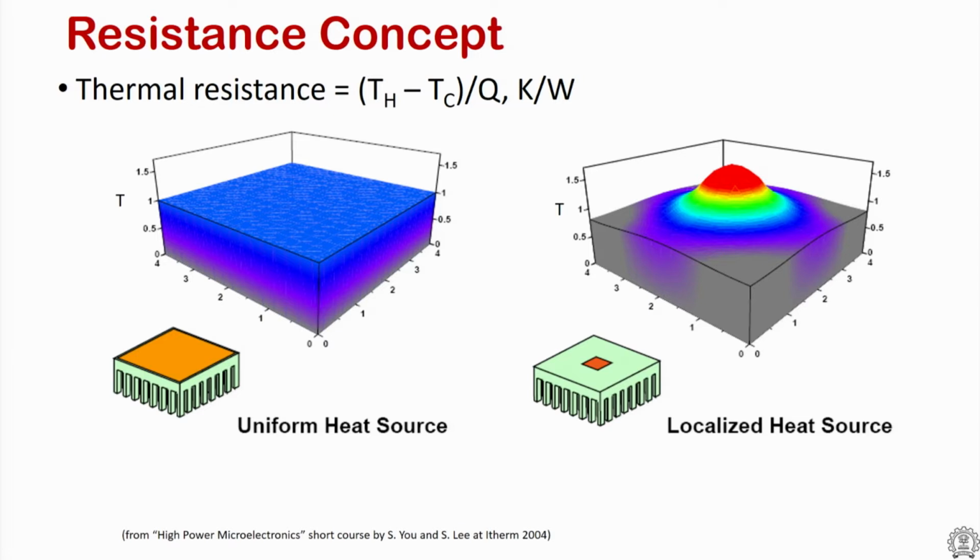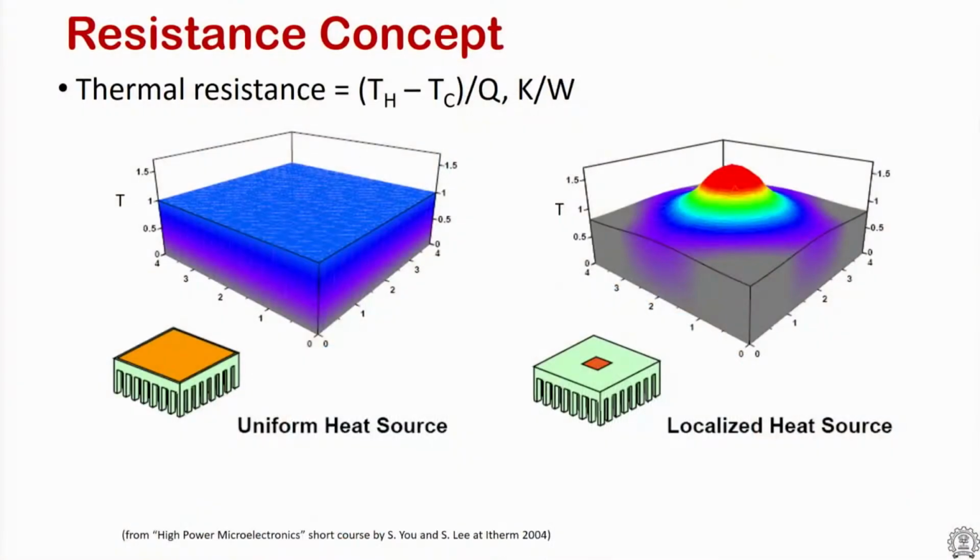T hot often refers to the hotter junction, and T cold refers to the colder part. In this case, if the heat sink is used, then there is the ambient, that is the cold. And so T hot minus T cold. In situation number 1, on the left hand side, you see that it is a uniform heat source. For a uniform heat source, the identification of a hot temperature is quite easy, because the temperature is going to be uniform, because the heat sink covers the entire heat generating device. The T cold is fixed at the ambient temperature, so there is no confusion.